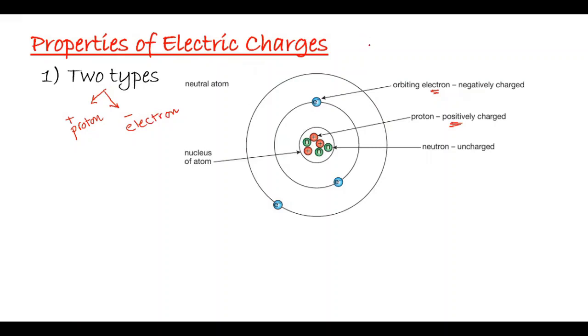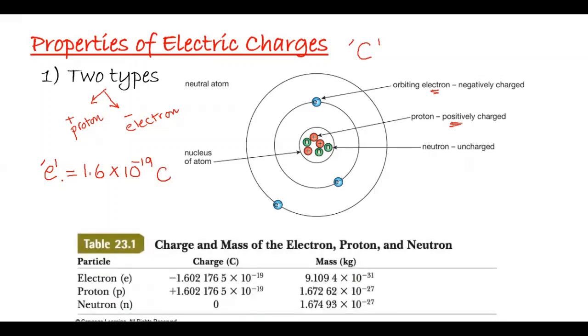The unit of the charge is C, Coulomb. C is the abbreviation for Coulomb. We use the letter C to represent the unit of the charge. The values of the charge of the proton and the charge of the electron are equal in magnitude. We use the letter e to represent the charge of the electron or the proton, and e equals 1.6 times 10 to the power negative 19 Coulomb. We can see in this table that the electron has a negative charge, negative 1.6, and the proton has a positive charge, 1.6. They are equal in magnitude with opposite signs.